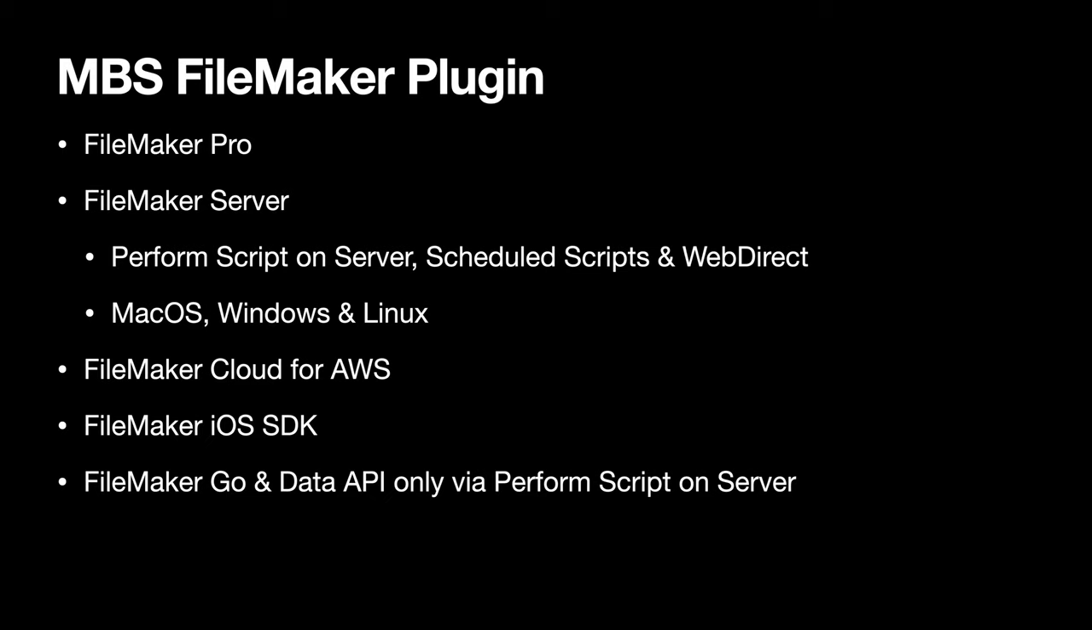For FileMaker Go or Data API, please use perform script on server to let the plugin do its work on the server. We do have a nice example where we create barcodes on the server from FileMaker Go using perform script on server and passing the request as JSON back to the server. And the script is written universally, so you can just use it on FileMaker Pro, on FileMaker Server or FileMaker Go, and it will either use the local plugin to create the barcode or it will ask the server to create the barcode for you.